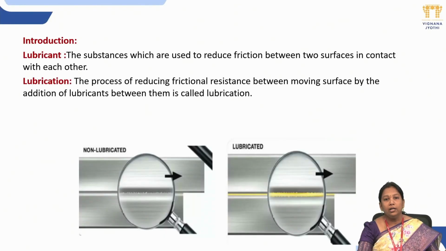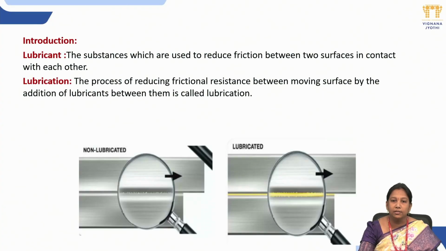So the oil which we are applying to reduce the friction between the two surfaces when they are in contact with each other is called a lubricant. And the process of reducing that frictional resistance between the two moving surfaces just by addition of the oil or the lubricant between them is called lubrication.